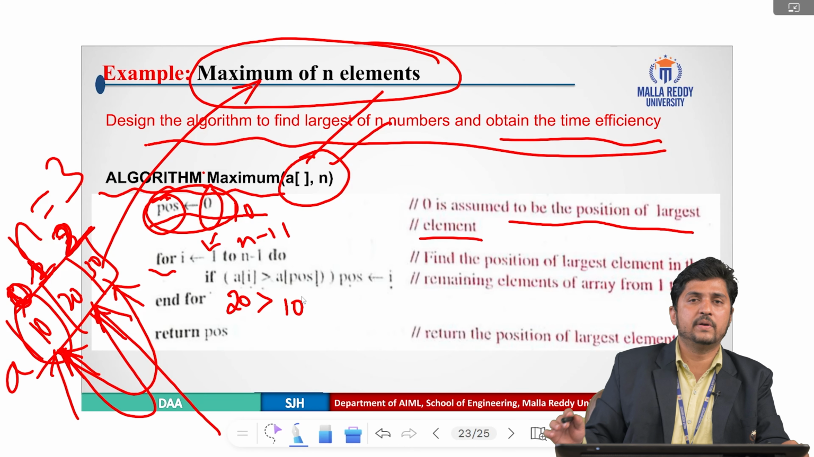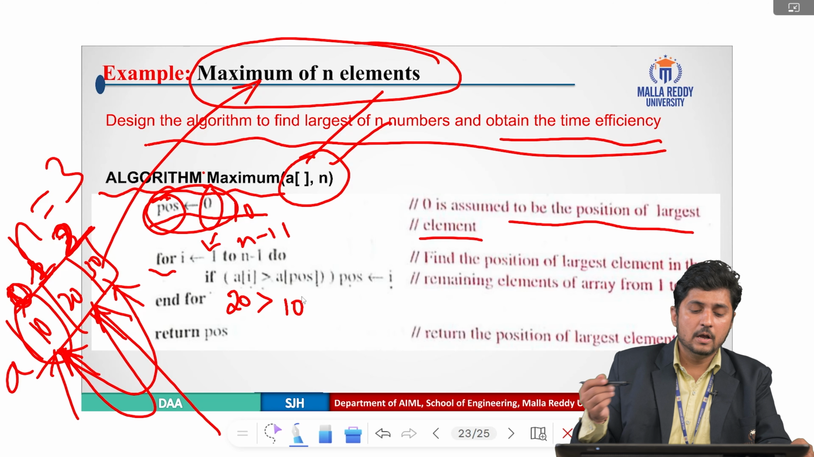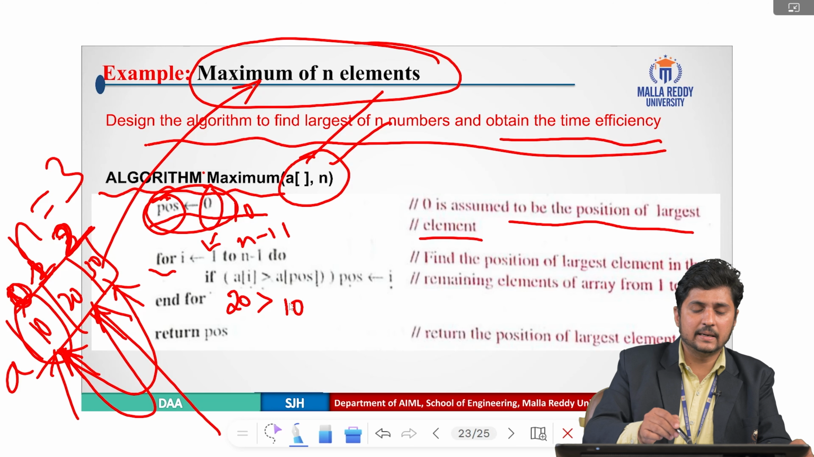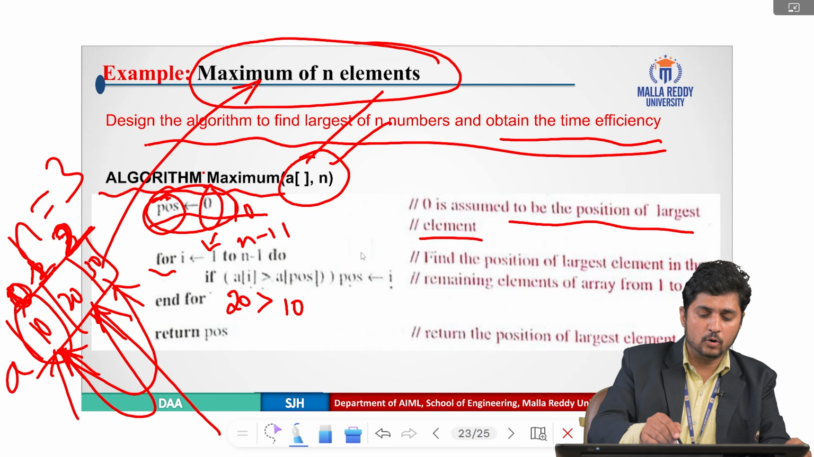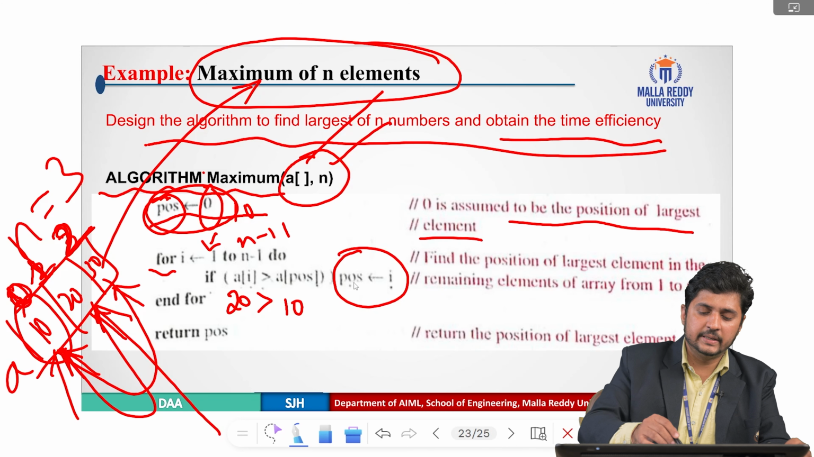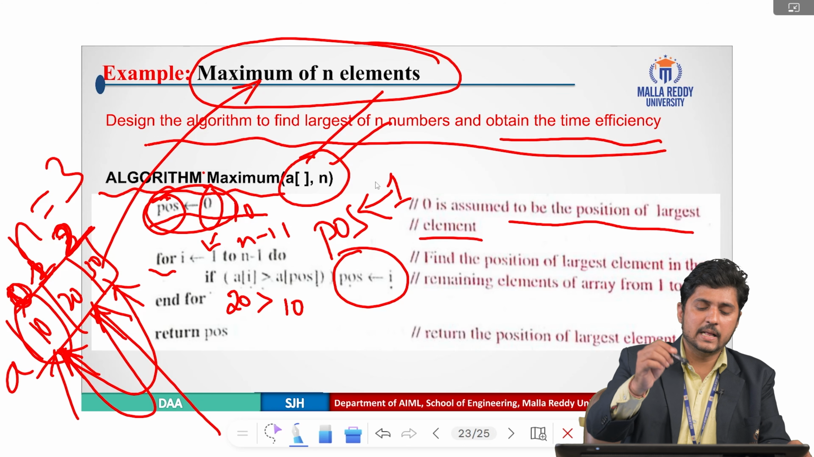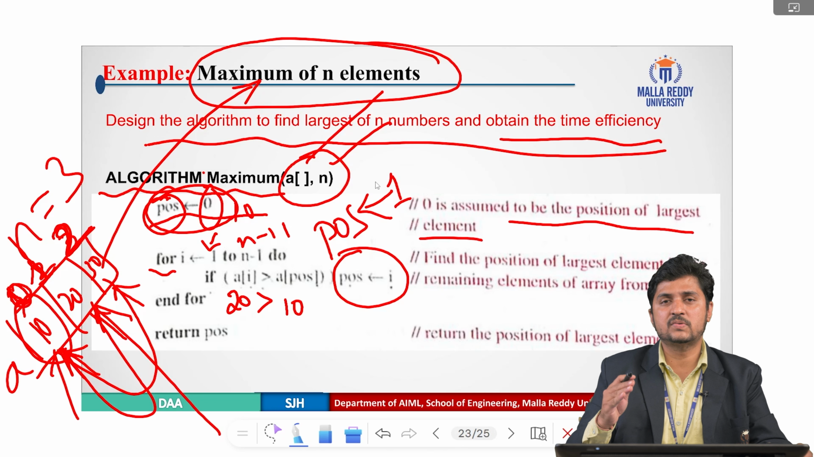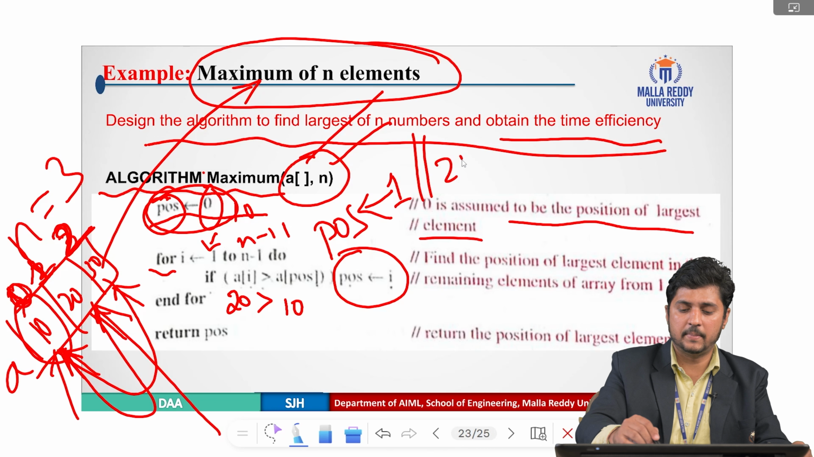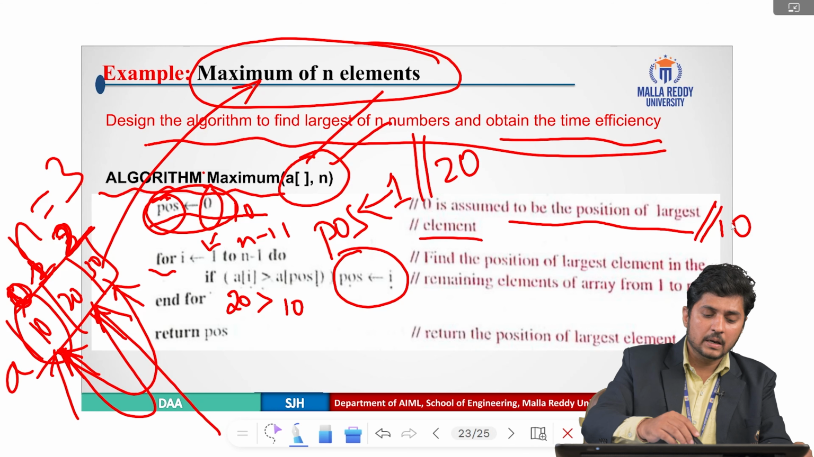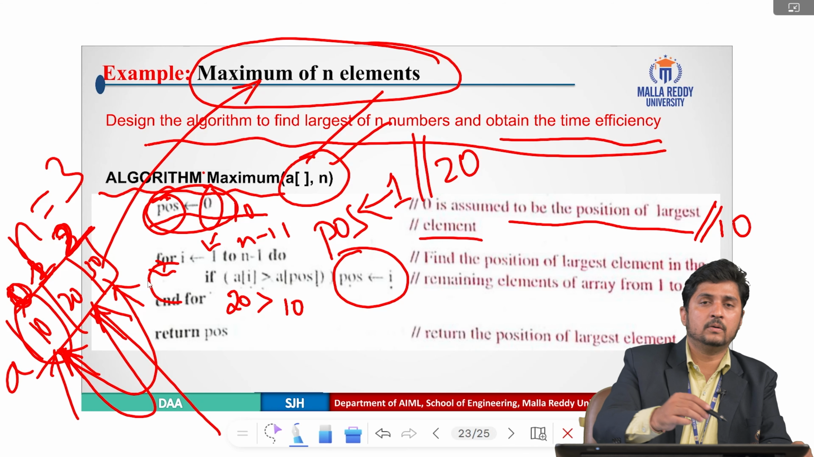What is the largest value we assumed? 10. So is 20 greater than 10? Yes, it is true. Whenever it is true, only then we execute this statement. In this statement, the position value, earlier saved as 0, we now change to the i value. Index value i is 1. Now the updated largest value is 20. Earlier it was 10. Now once again, it goes back to the looping statement.